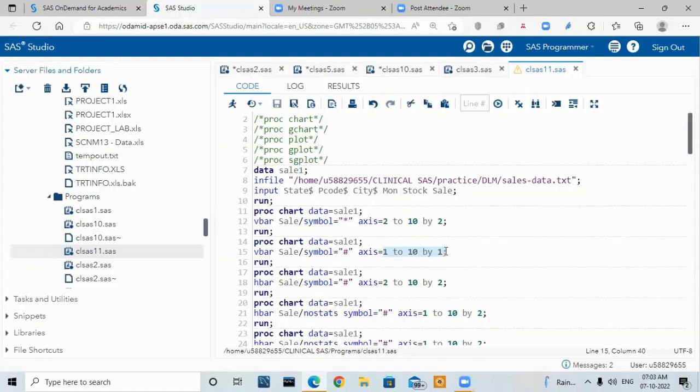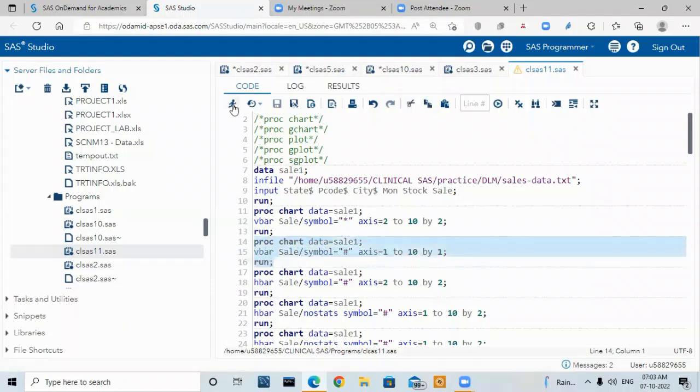1, 2, 3, 4, 5, 6, 7, 8, 9, 10. Because the starting value will be 1 and incremented by 1. So 1 plus 1, 2; 2 plus 1, like that. 1, 2, 3, 4, 5, 6, 7, 8, 9, 10 will be on the y-axis. On the x-axis will be sale. Understood? Let us see here.